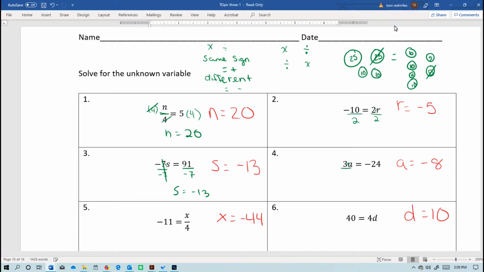All right, again, this is multiplication, so to undo it, I have to divide. These are going to cancel. 3 goes into 24 8 times, and this is a positive and a negative number, so different signs, the answer is negative.